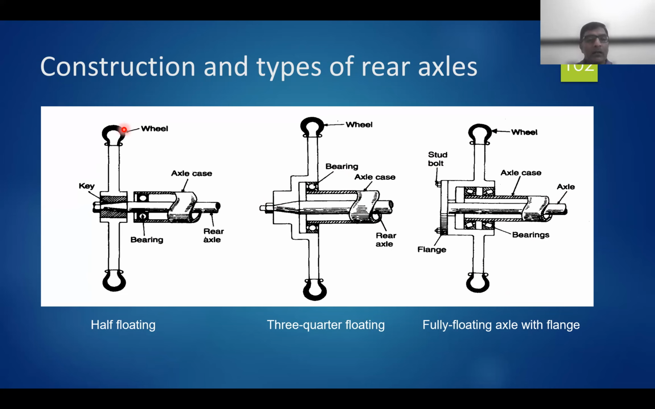For light motor vehicles, this is the type which is used. This we can say for the tempos, and this is for the buses and the trucks. So for heavy vehicles, the fully floating axle is used.